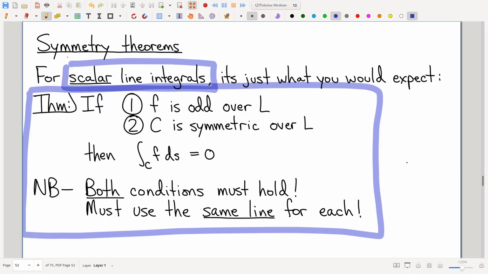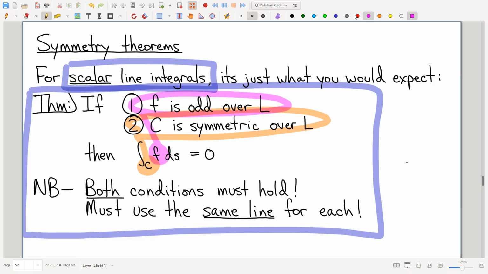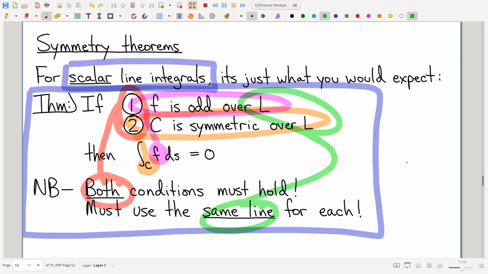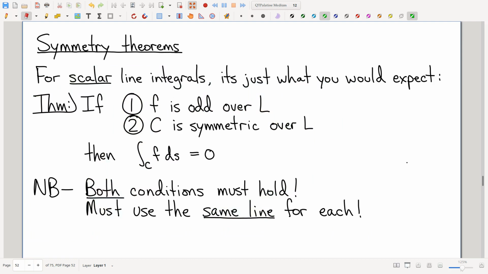Same basic idea, though. If you have a domain that's symmetric over some line, and if you have an integrand that is odd, and you got to have both of these conditions, and it's got to be for the same line for both of those conditions, then the integral is zero by symmetry, and you drop your pen and walk away. Everybody happy with that? Okay. Works in 2 dimensions, works in 3 dimensions. Any questions?